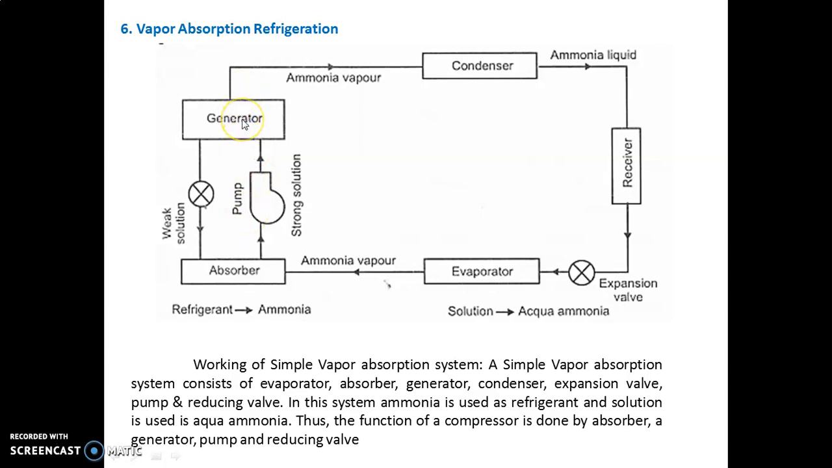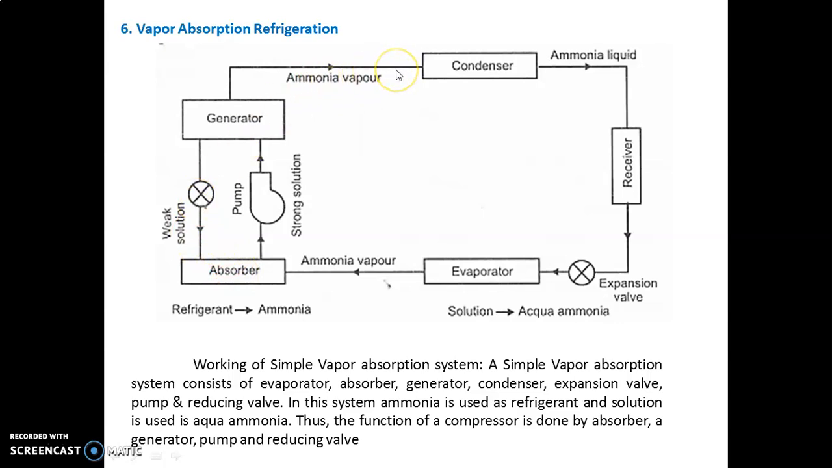In the generator, external heat is provided for heating the strong solution mixture available there, and finally we get the high pressure vapor refrigerant of ammonia, and it enters the condenser. And if some water particles of the ammonia remain, it enters the absorber, or you can say a weak solution enters the absorber, through this particular non-return valve.